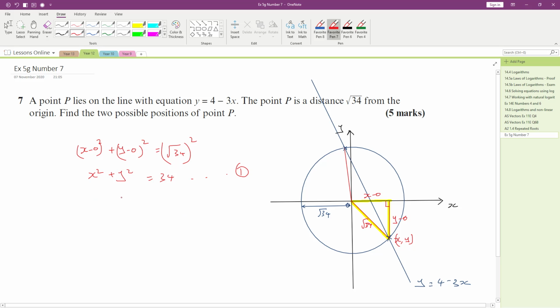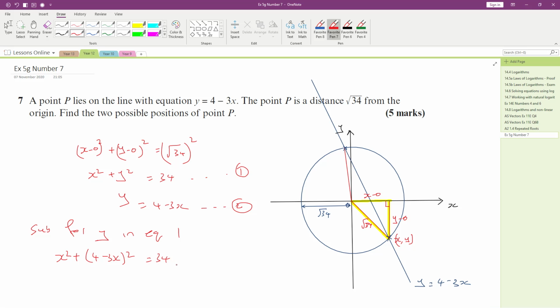Now I've also got another equation which tells me that y is equal to 4 minus 3x. Second equation. So I've got two equations and two unknowns. So I can solve for x and y by substituting. So sub for y in equation 1. I think you can go from here, but I'll just get you on your way. x squared plus 4 minus 3x squared equals 34. So now you expand and simplify. You'll get a quadratic equation which you solve for x. Once you've got your 2 x values, you sub back into the y equation here, and you can find your y values. So that's how you solve it.